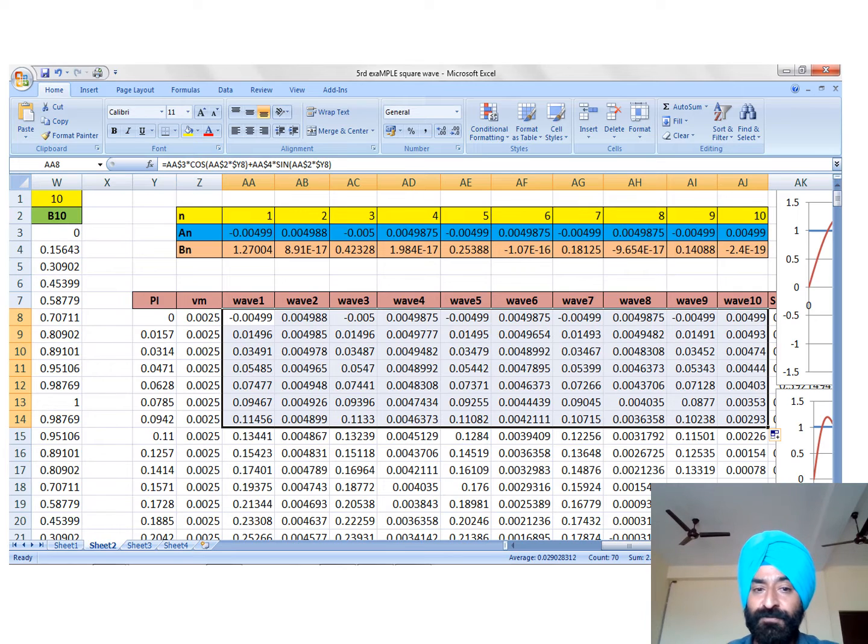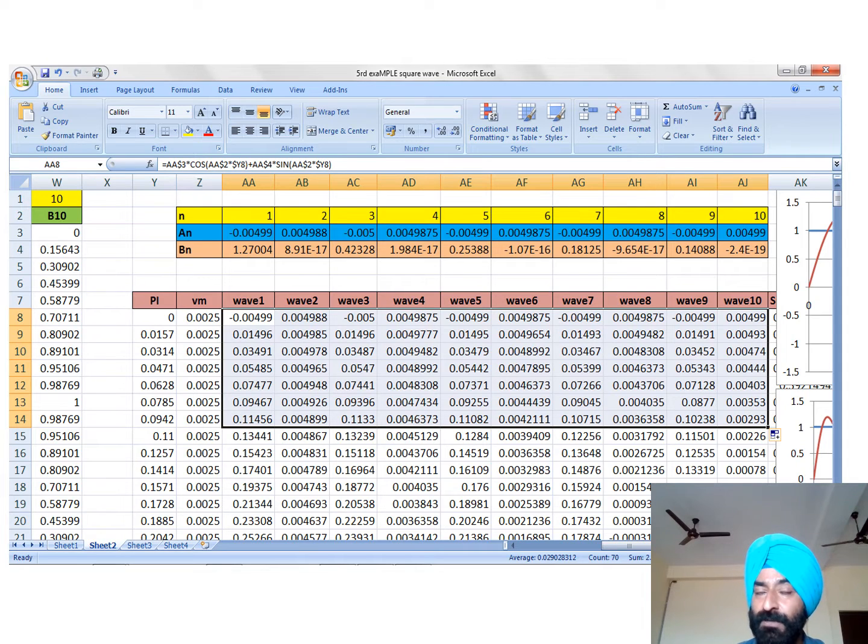In the next spreadsheet, we are going to find the coefficients. This is for the number of waves, first term, second term, up to the 10th. Then we can sum up these coefficients for the 10, an and bn. These are the sum of all of them. Now we are going to calculate the partial sum of these 10 waves. So we constitute wave 1, wave 2, wave 3 using these Fourier coefficients an and bn.